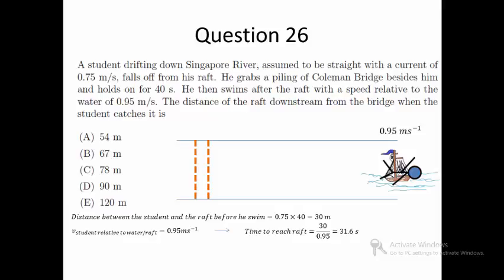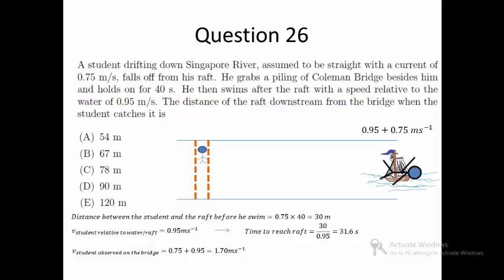Since the question asks what is the distance of the raft from the bridge when the student reaches the raft, it is good that we have an observer on the bridge. In the reference frame of the observer, the raft is drifting at a speed of 0.75 meter per second, while the student is chasing the raft at a speed of 0.75 plus 0.95 meter per second, which is 1.7 meter per second.